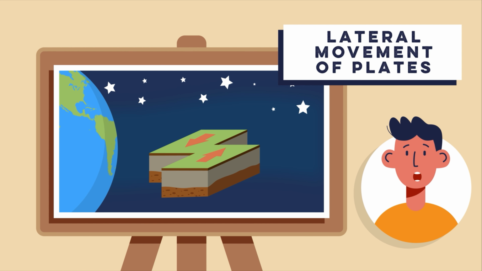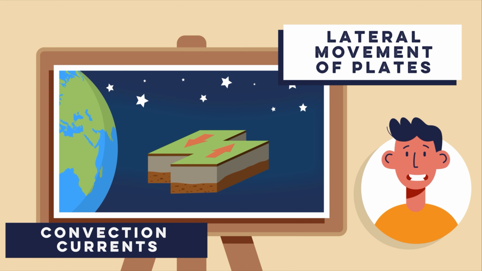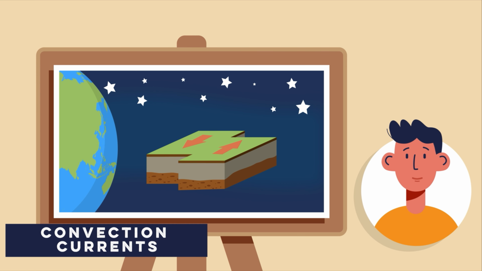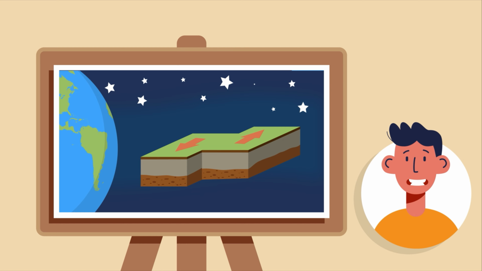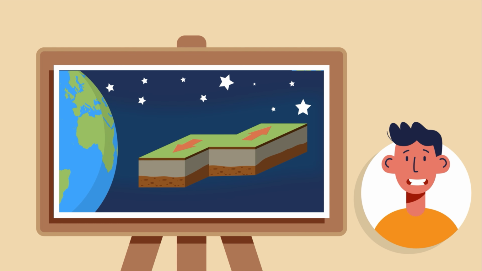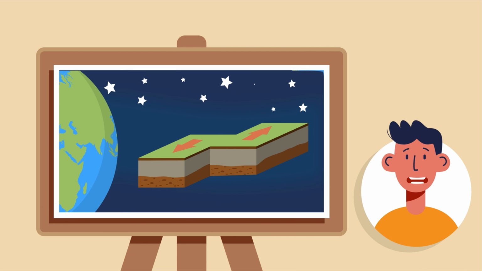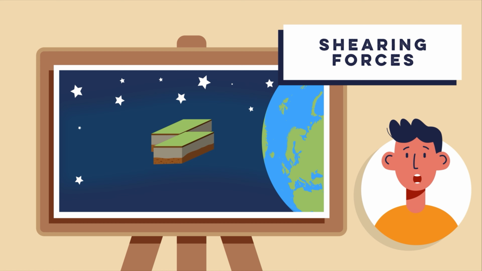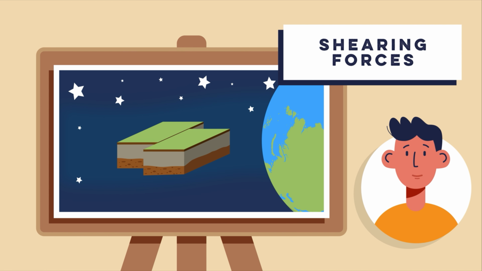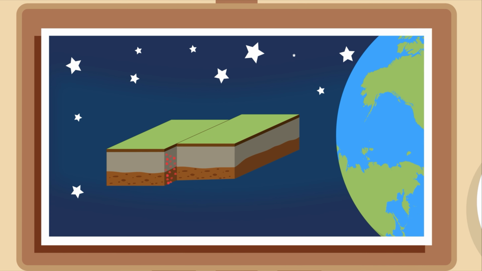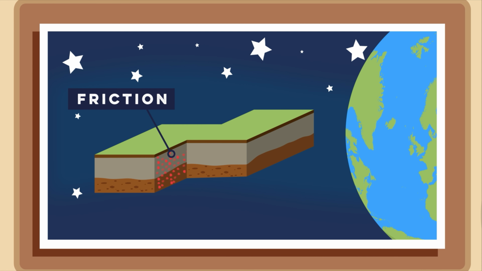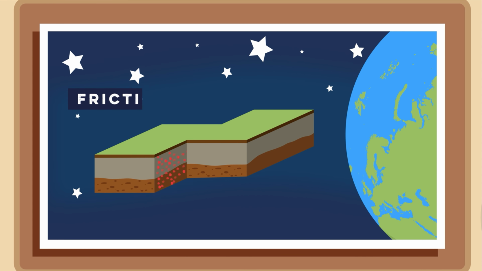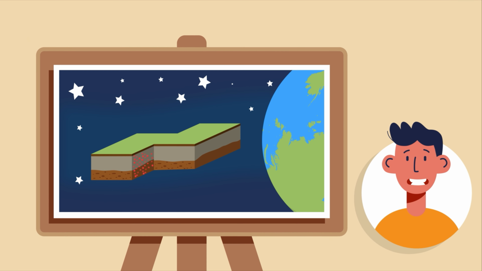Transform plate boundaries occur where two plates slide past each other horizontally due to convection currents. Unlike collision or divergent boundaries, the plates at a transform boundary move sideways relative to each other. Step 2 is the shearing forces. The movement of the plates creates shearing forces. These forces can cause friction to build up along the boundary where the plates are in contact.